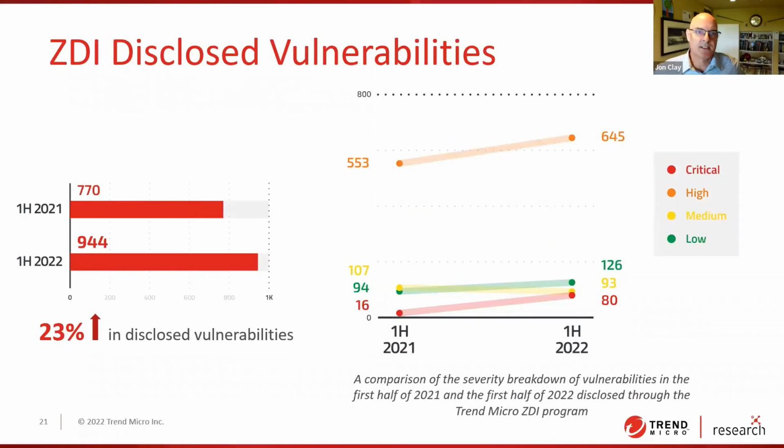First one you can see is the number of vulnerabilities submitted in the first half was higher than last year, 770 last year and 944 this year. So 23% increase in the number of vulnerabilities submitted. So that's a good thing. We're seeing our researchers out there are submitting more bugs to us. We're paying out more money than we've ever done in the past.